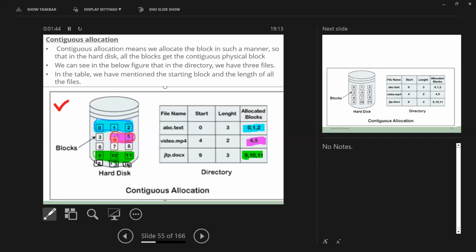Just imagine if I want to increase the capacity of the file, then can I get this more space? Sometimes the space is not enough. So that is also another issue of contiguous file allocation.